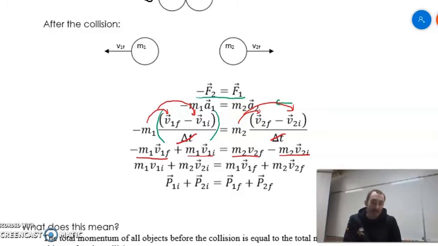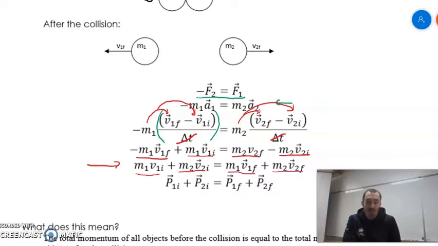We can add the negative ones to the opposite side just to make this a little bit cleaner. But when we do that, so we're talking about this line right over here, when we do that, we end up with ball 1's initial velocity times ball 1's mass to give us ball 1's momentum on this side, plus ball 2's initial momentum. So that's the total initial momentum equals ball 1's final momentum plus ball 2's final momentum.